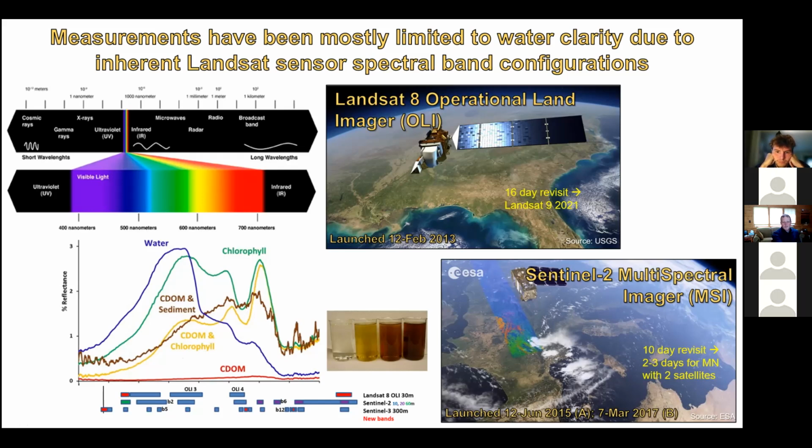Just keep in mind that the models used for ocean water use a blue and a green band here, and you can see how that would be messed up with our CDOM dominated lakes. Most of our lakes have some CDOM in them, and some of them have a lot of CDOM in them.